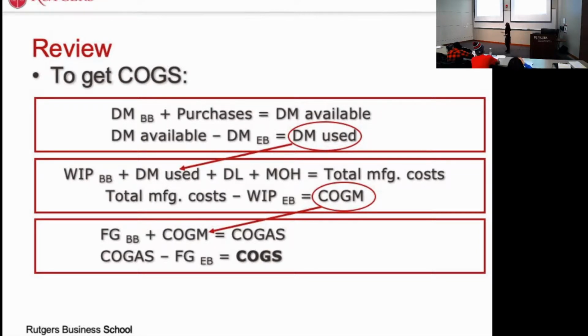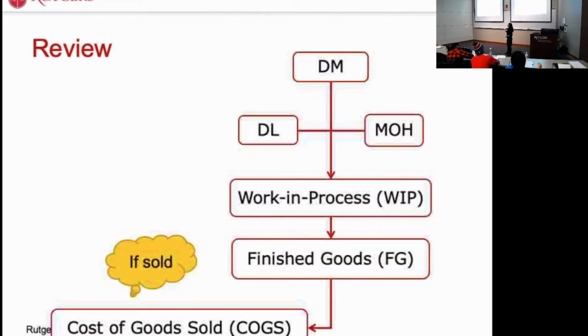Okay, so let's say we know the direct material used. Our next question is how many products are fully manufactured so that they can be moved out from the work in process to the finished goods. So our next step is to calculate the cost of goods manufactured. And how do you calculate that? Okay, it seems that you guys didn't do the review. Everyone looks puzzled.